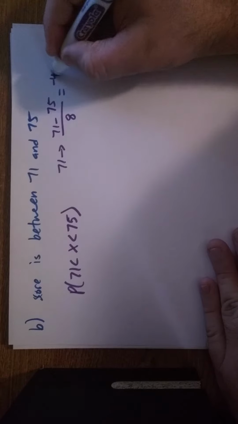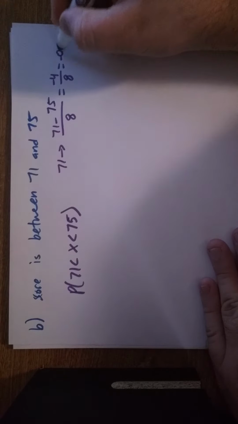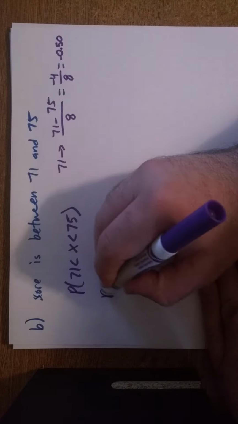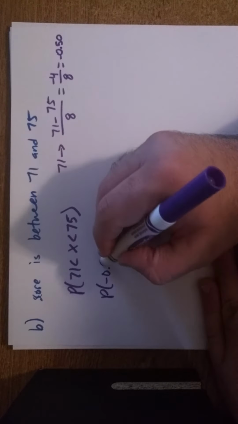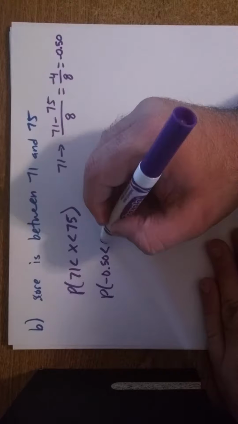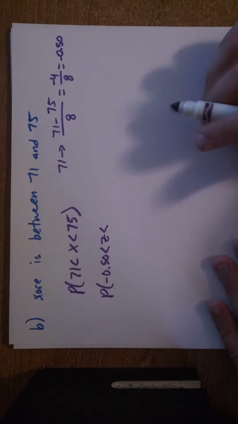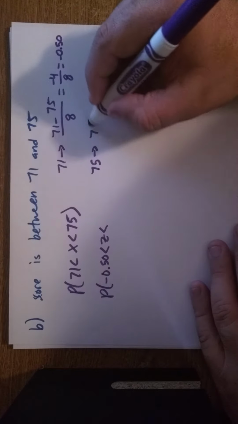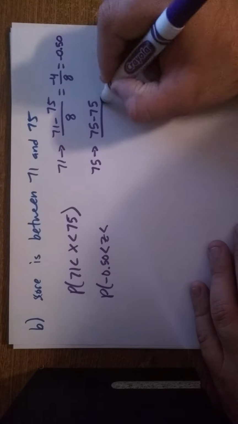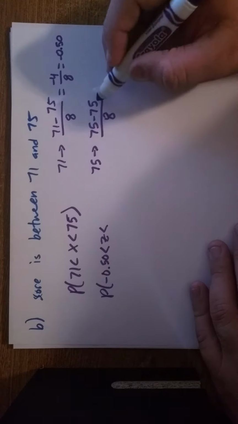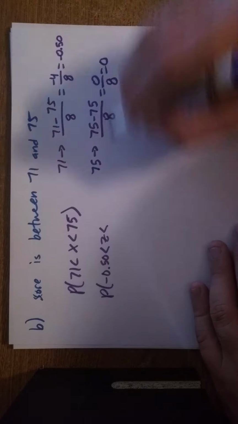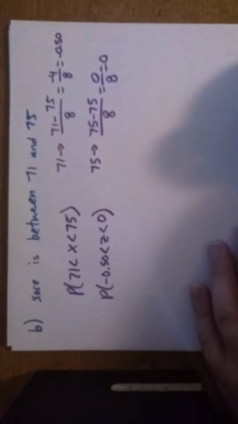71 minus 75 is negative 4 over 8, and that's negative 0.50. So I'm going to put that right here. And X becomes Z. Now let's go ahead and find 75's z-score. So I do 75 minus the mean, which is 75, over 8. I think you can see what's going to happen here. 75 minus 75 is 0 over 8, which is just 0. It's okay to get 0, by the way.